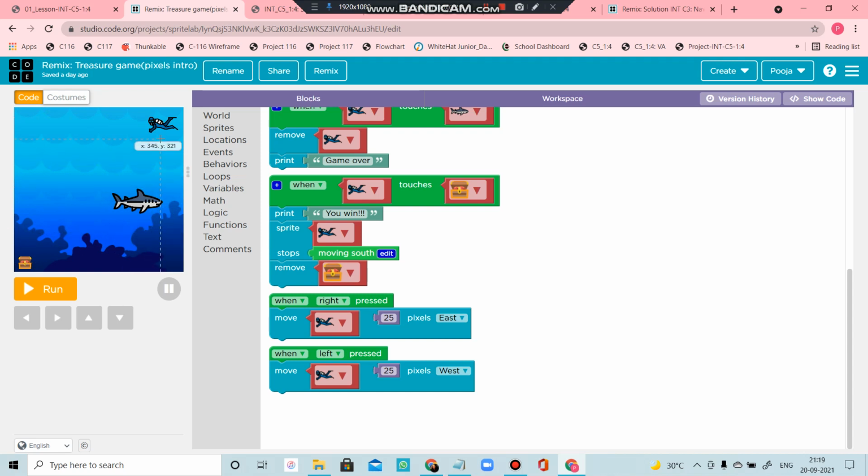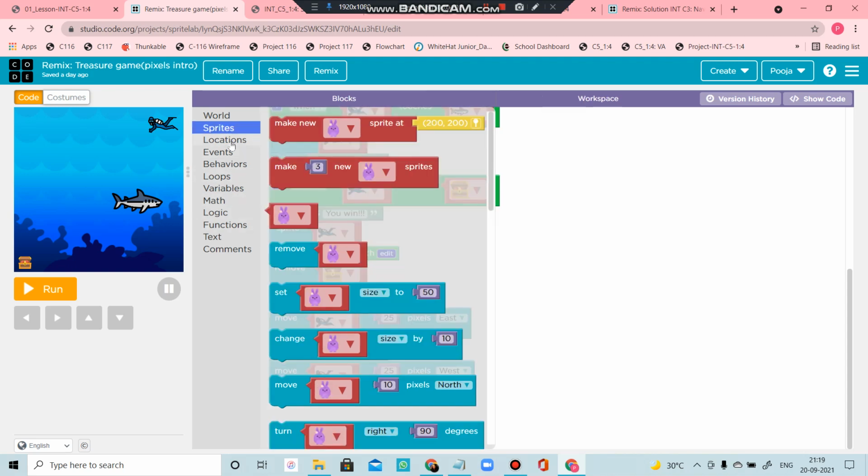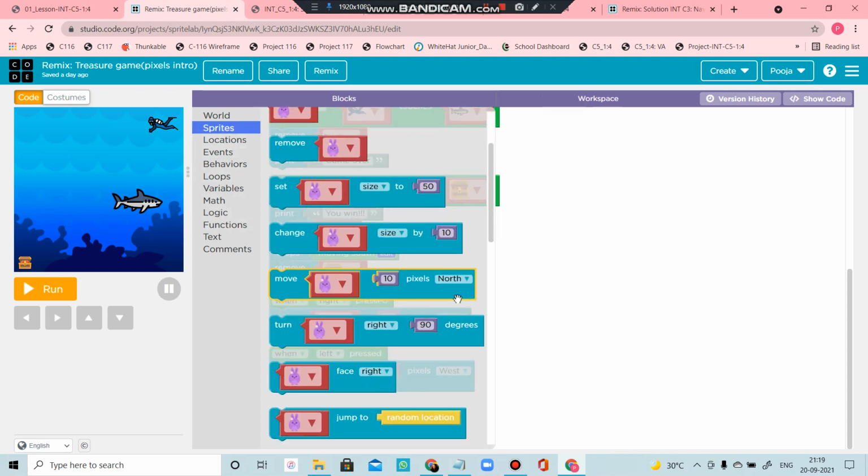Here, since we have to move the diver to reach the treasure chest, we want the diver to move left and right, which is a horizontal move. So we are going to use the event when right is pressed, then we want the diver to cover a certain distance towards the right direction, which is your east direction. The move pixels code block you will find in the sprite section, this one.